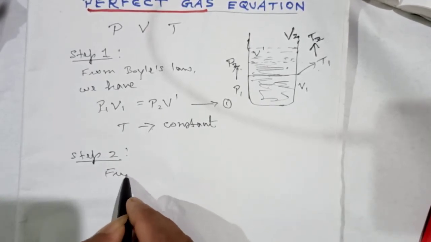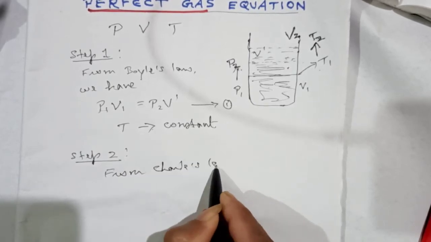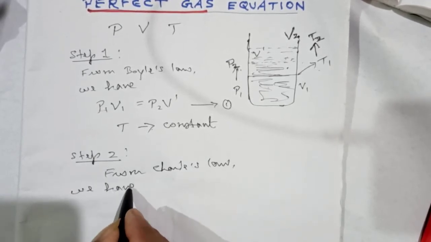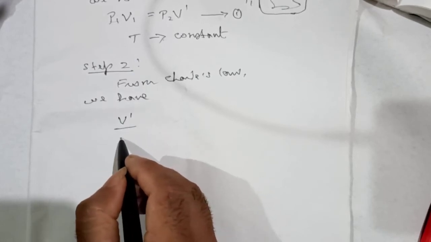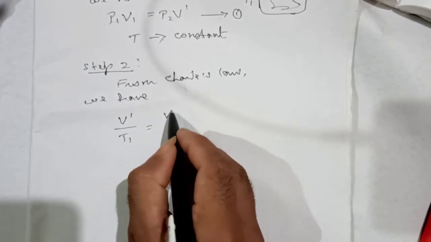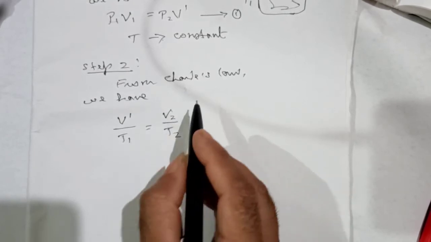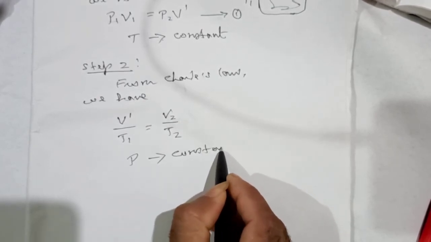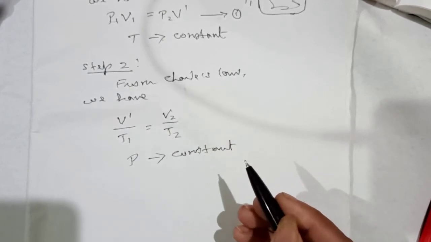From Charles law we have V prime T1. So Charles law is the relationship between volume and temperature while pressure remains constant. So this is about Charles law, the second law of the gas.